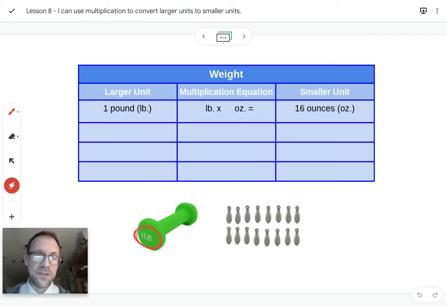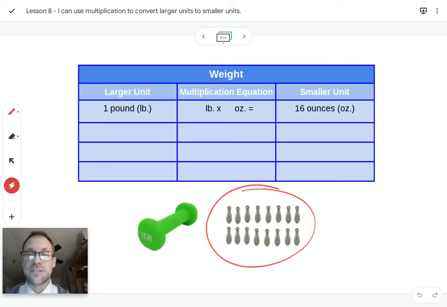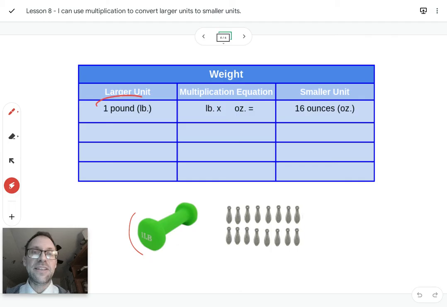See where it says 1 pound on the end of that dumbbell? So this is an exercising dumbbell. And it's equal to, as you can see in the picture, 16 ounces. Each one of these fishing weights is 1 ounce. So 1 ounce weight. So 16 ounces makes 1 pound. I have that written in the table. 1 pound is equal to 16 ounces. Now, we could know that, but we could also use multiplication.